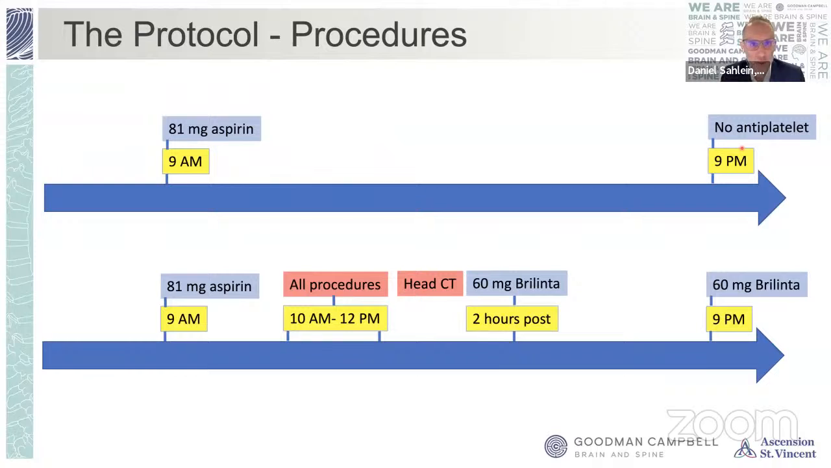So this protocol has worked extremely well for us, and I'll show you the underlying fundamental pharmacokinetics that we use to derive this protocol. But essentially, we skip an entire day of Brilinta, give the 81 of aspirin in the morning, and give 81 of aspirin the next morning. We do all of our procedures between 10 and noon. If they had anything done in the head, they get a head CT immediately post. 2 hours after the final procedure, they get 60 of Brilinta, and they get their evening dose that night.